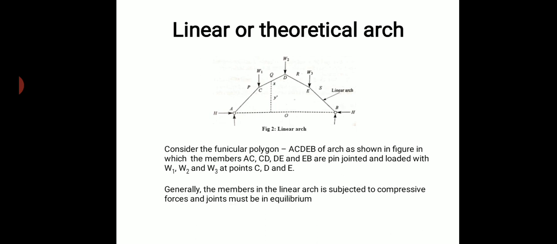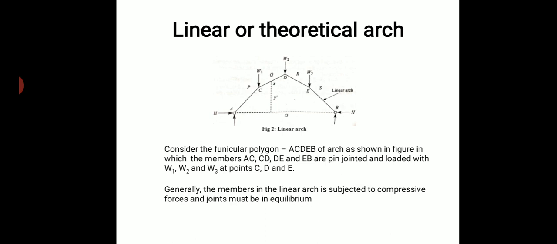So I consider this theoretical arch. I repeat once again: the theoretical arch is nothing but the arch shape after the application of a series of loads, and that arch is called theoretical, or also a linear arch. This is a funicular polygon wherein A, C, D, E, B are the points shown in the figure, on which AC, CD, DE and EB are pin jointed.